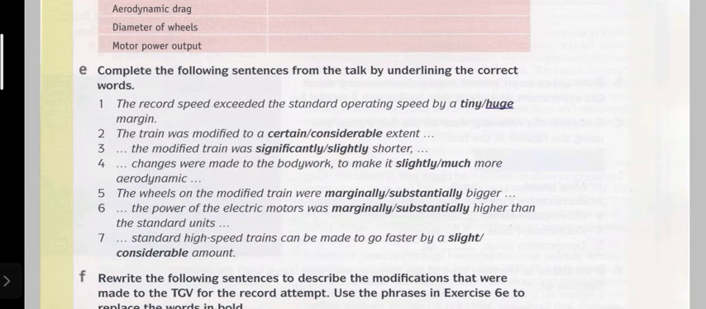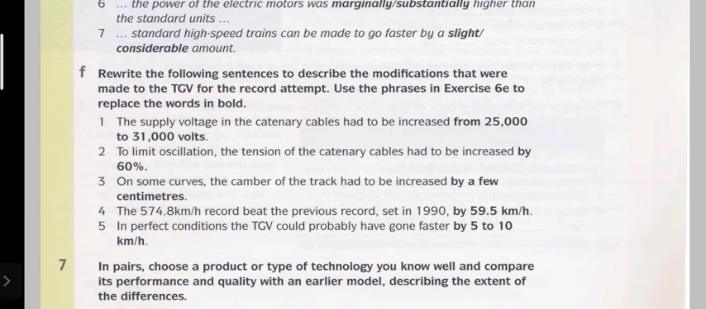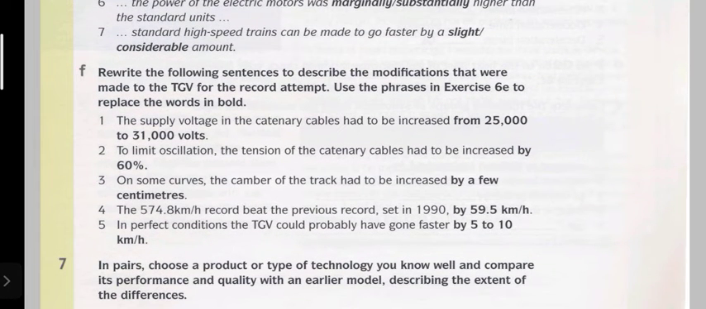Yeah. Now this is the one that we are going to use what we learned from the slides in. F. Rewrite the following sentences to describe the modifications that were made to the TGV for the record attempt. Use the phrase in exercise 6E to replace the words in bold. الكلمات اللي احنا خدناها في السلايدز دي هنستخدمها علشان نبدل بيها الكلمات والphrases اللي موجودة بالبوك.